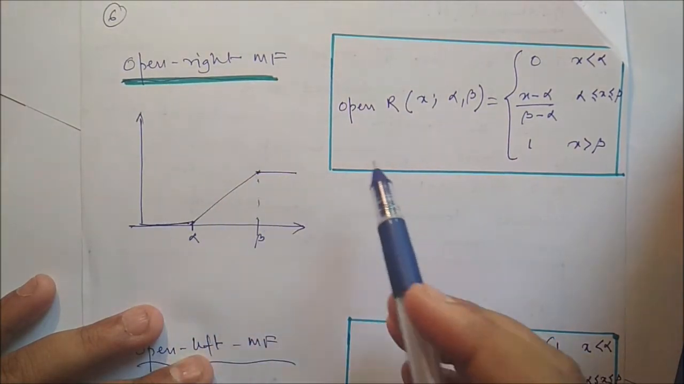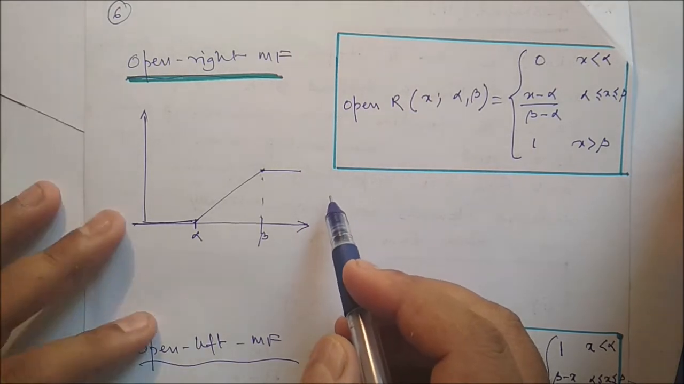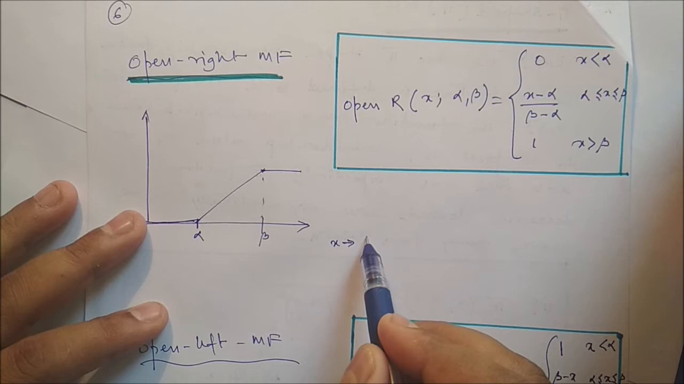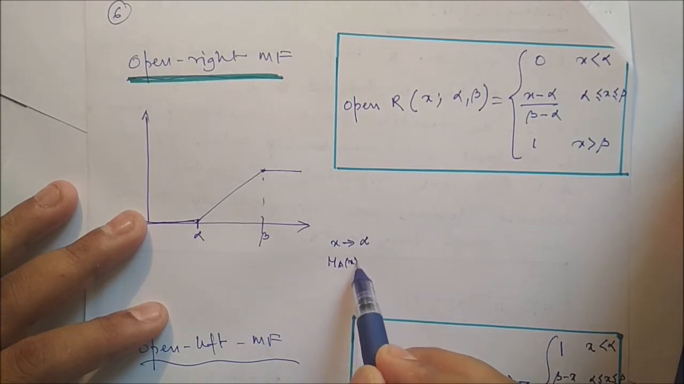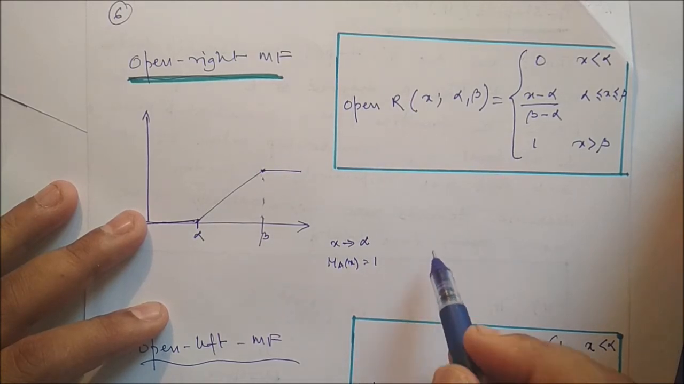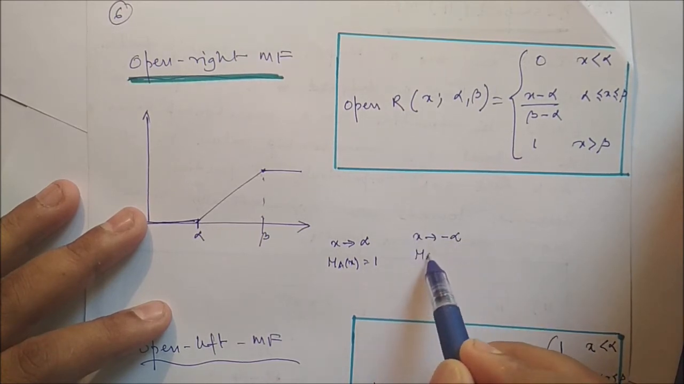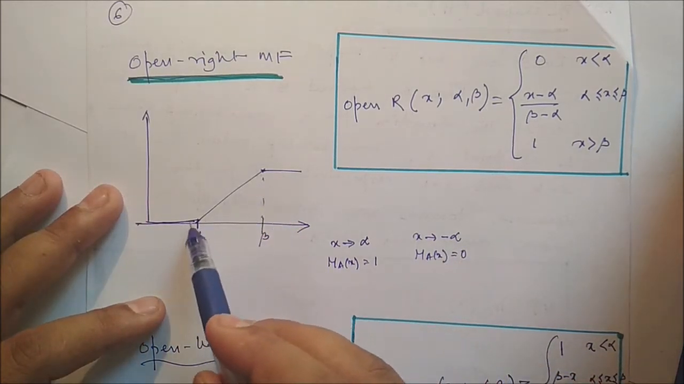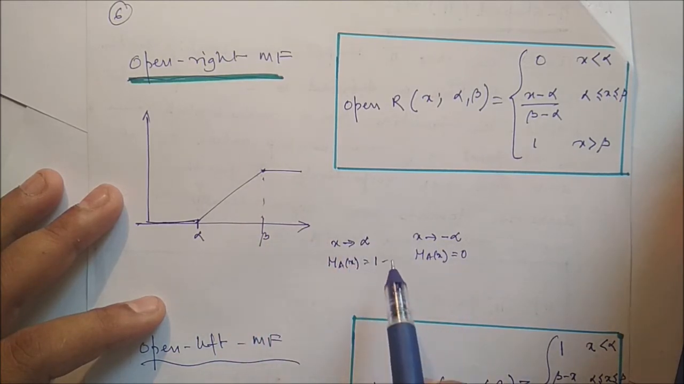Next is the open right membership function. So this is open right. Open right means that if you move towards positive infinity, then the membership value is 1. Or if you move towards minus infinity, the membership value is 0. So if you move towards left infinity, it is always 0, and if you move towards the right side, positive infinity, it is 1.